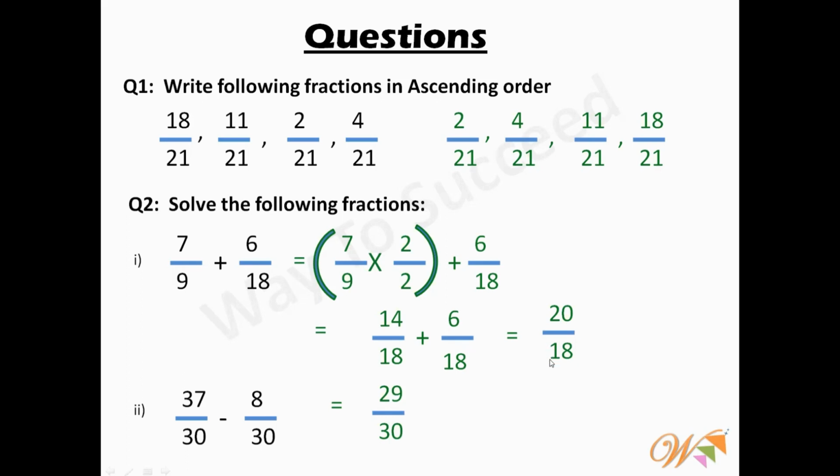In the second one, they were already like fractions, so I didn't have to convert them. So I just subtracted 8 from 37. So I'm just solving the numerators. I'm taking the denominator common. So this gave me 29 by 30.